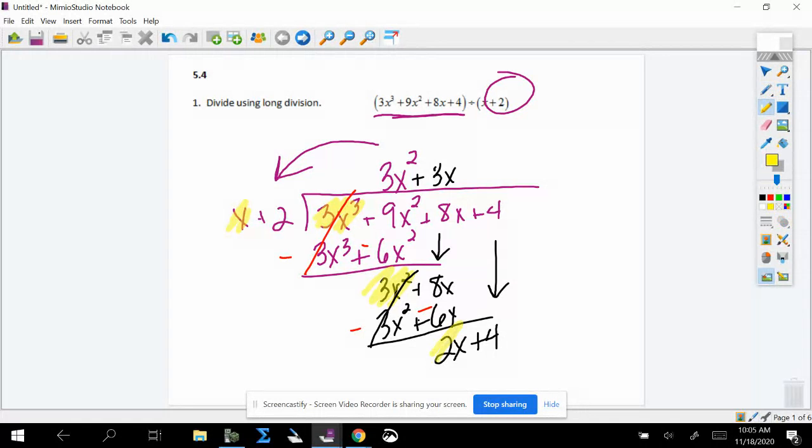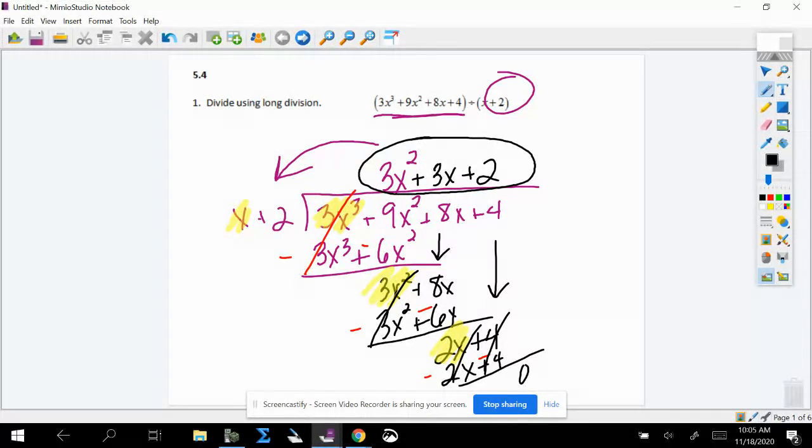So we're going to take 2x and divide it by x, or figure out what I multiply x by to get it to be 2x. That's going to be a 2. Multiply, so we multiply 2 times x and 2 times 2. Subtract, so I'm going to change my signs, and this one actually works out perfectly. We get a 0 remainder, so my answer, we call it the quotient, is going to be typed in exactly like this. And if it said, is this a factor of the original polynomial, the answer would be yes, because it did divide evenly with no remainder.